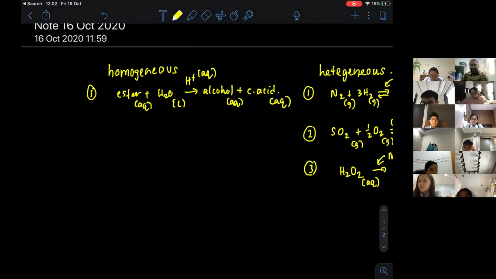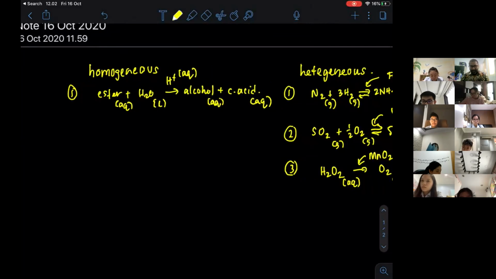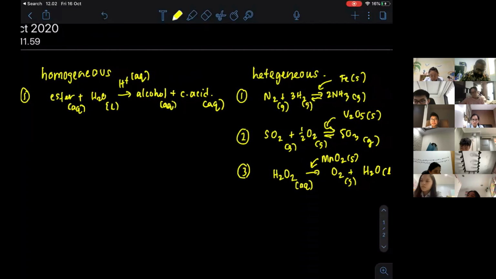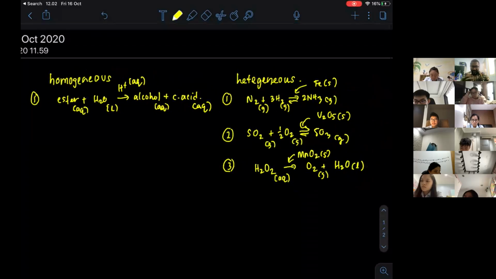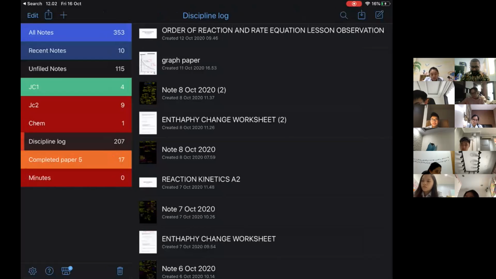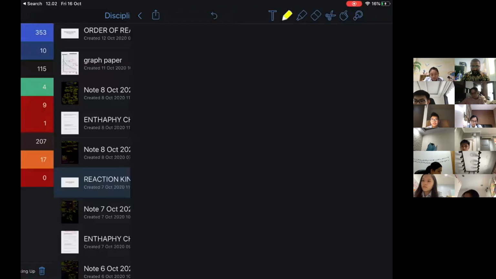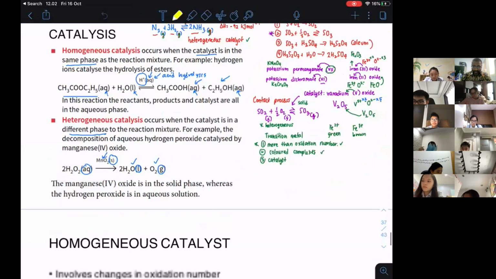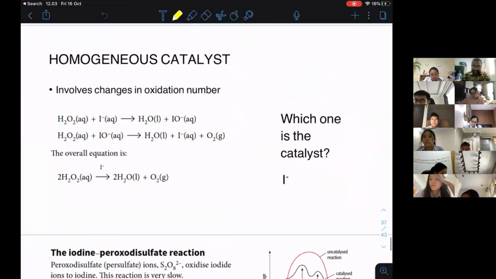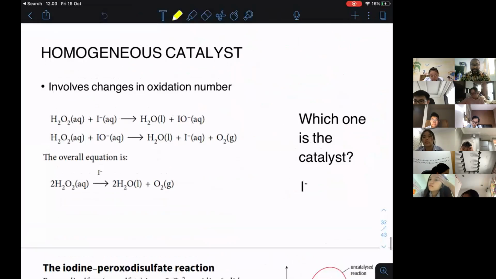So this one is going to be one example of homogeneous catalyst. This is the summary, based on the concept, and I want you also to remember the types of reactions, the examples of reactions for homogeneous and heterogeneous. I will move on. So let's go and look at the homogeneous catalyst, and go in detail about how they actually work.